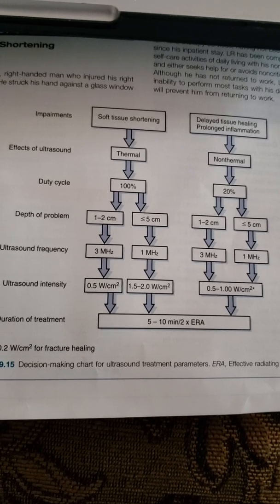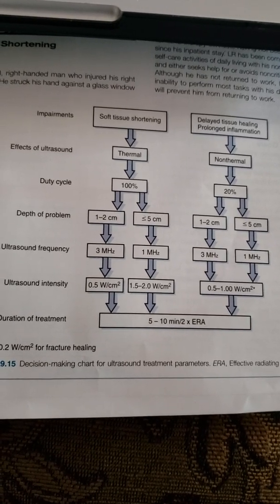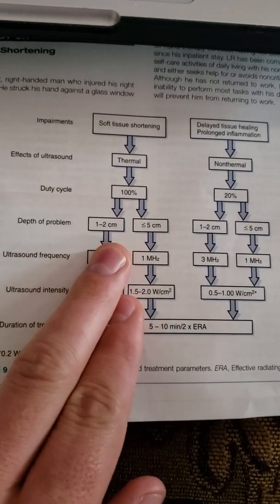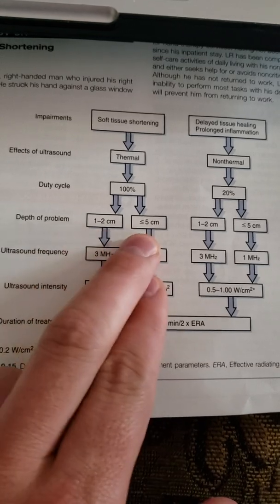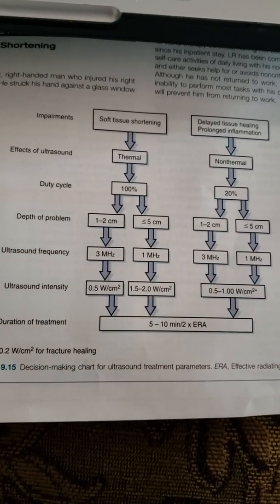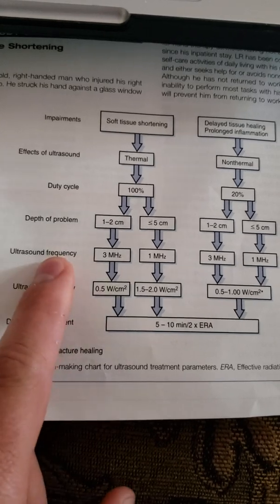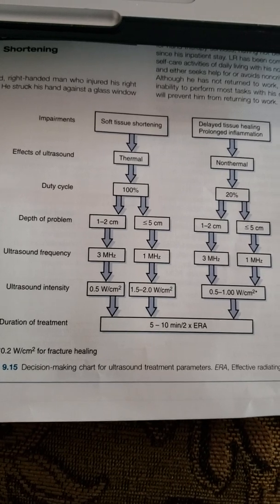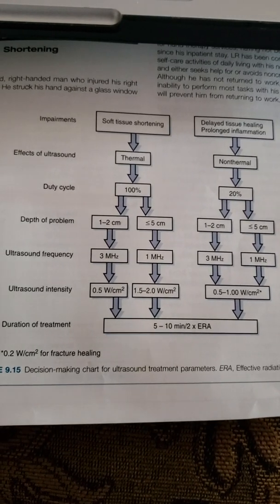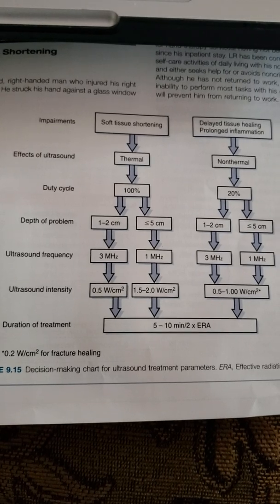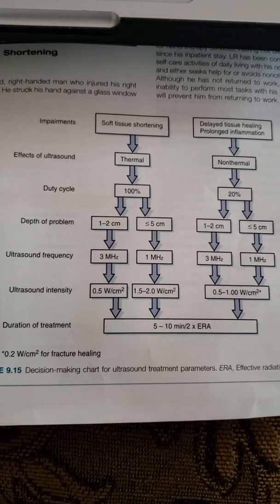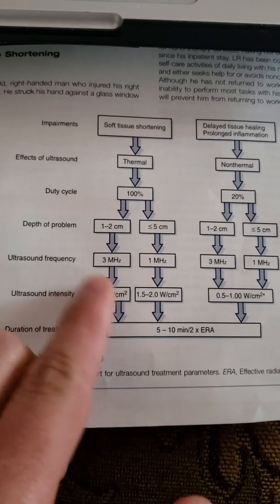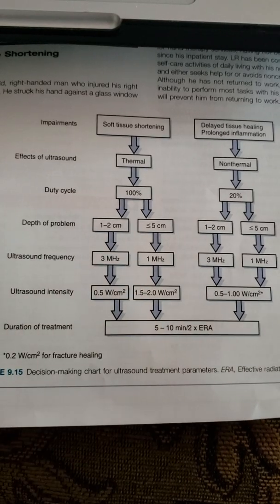Next, we've got to wonder, what is the depth of our problem? And this gets back to the anatomy component: is it 1 to 2 centimeters, or is it greater than that, up to 5 centimeters? That's going to indicate what kind of frequency you want to use, in regards to thermal or non-thermal. So if you're working on some deep structures, let's say 3 to 5 centimeters, you want to use 1 megahertz. But if it's 1 to 2 centimeters, a more superficial area that you're wanting to treat, you want to use 3 megahertz.